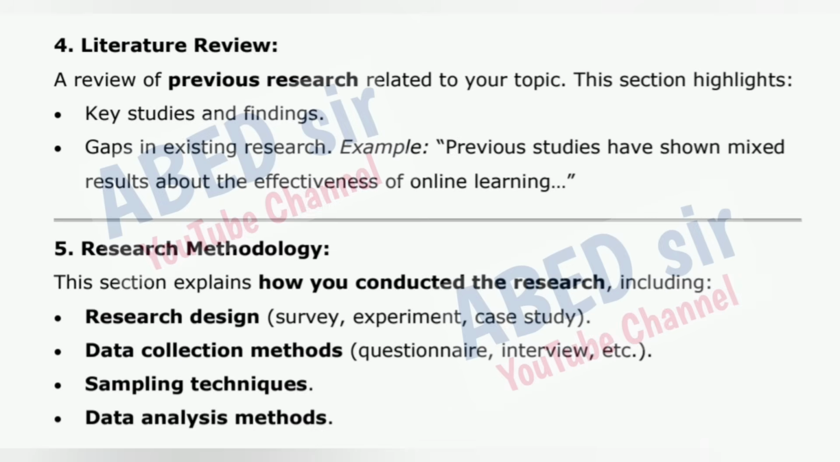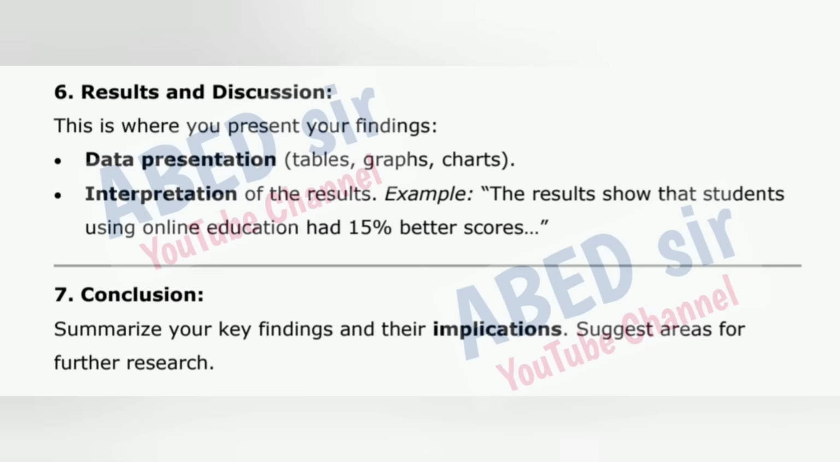5. Research methodology. This section explains how you conducted the research, including research design, survey, experiment, case study, data collection methods, questionnaire, interview, etc. Sampling techniques, data analysis methods. 6. Results and discussion. This is where you present your findings. Data presentation, tables, graphs, charts. Interpretation of the results. Example, the results show that students using online education had 15% better scores.